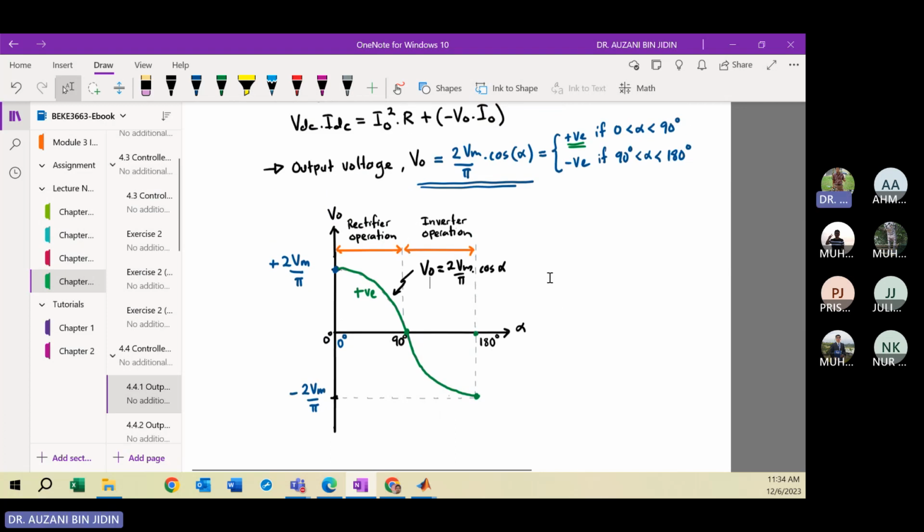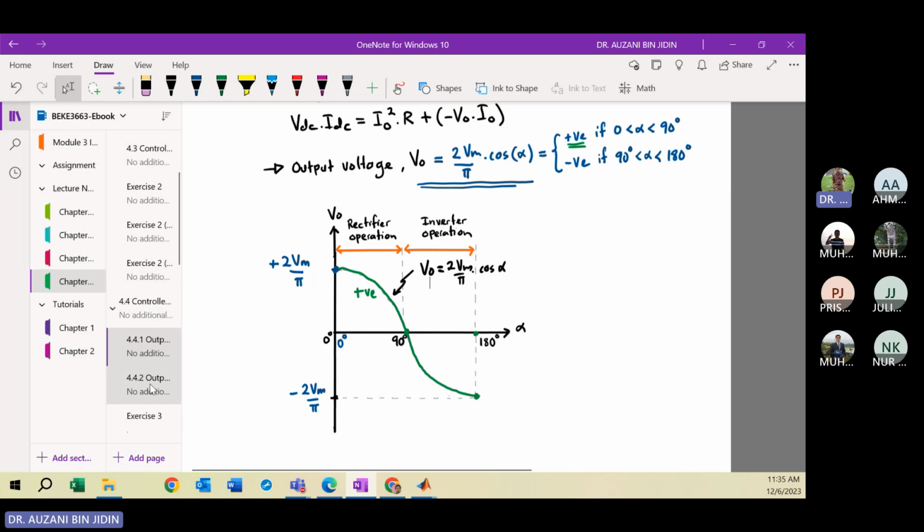Make sure you understand this topic. You may have two questions on rectifier, controlled rectifier, in your final exam. Two questions, I think. Okay, any questions so far? Okay, so we proceed to the next page.